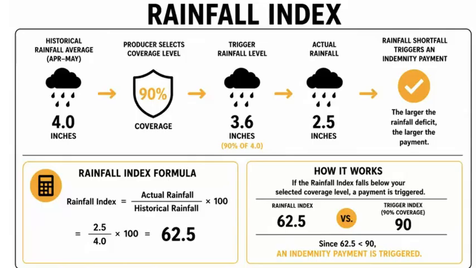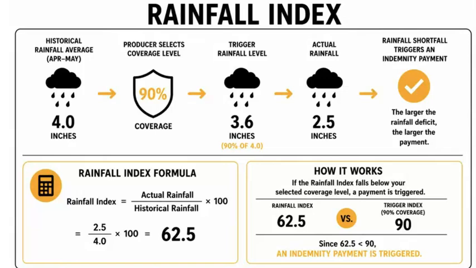Let's put all these pieces together. In this example, the historical rainfall average for the interval is 4 inches. The producer selected a 90% coverage level, creating a rainfall trigger level of 3.6 inches. Suppose the actual rainfall received during the interval was only 2.5 inches. To calculate the rainfall index, divide the actual rainfall by the historical average and multiply by 100. 2.5 divided by 4 multiplied by 100 gives a rainfall index of 62.5.